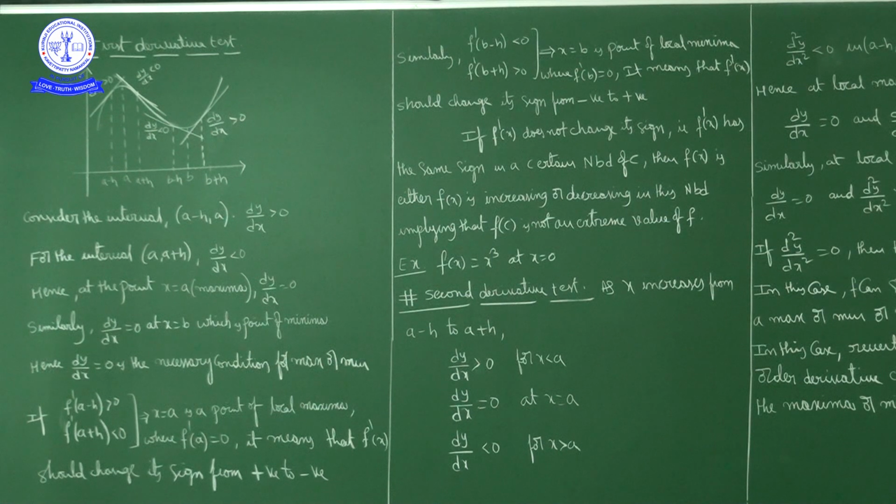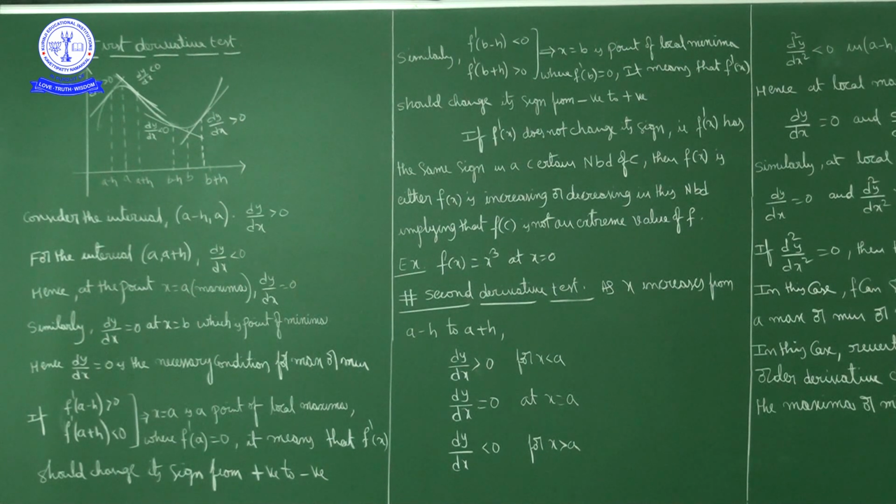When the first derivative changes sign from positive to negative at x equal to a, where f dash of x equal to 0, at that point a local maxima exists.